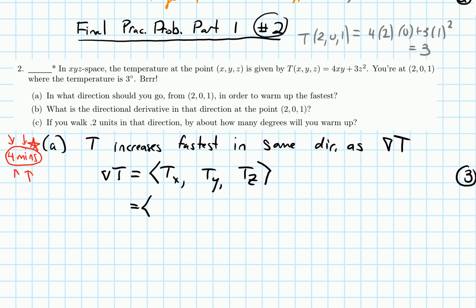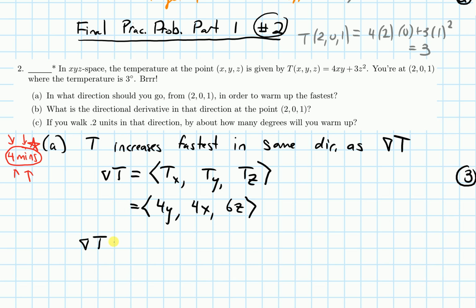Okay, so the partial derivative with respect to x, for the first term we'll get a 4y. For the next term, 3z squared, we'll get 0 because there's no x's in it. Okay, and then for the partial with respect to y, we will get 4x. And the partial with respect to z, we'll get 6z. So that's our gradient.